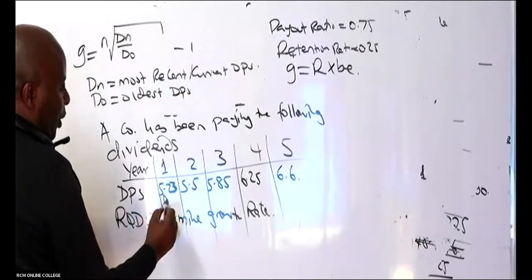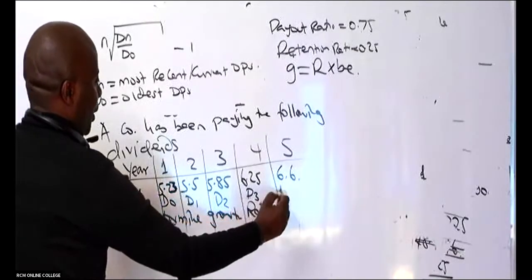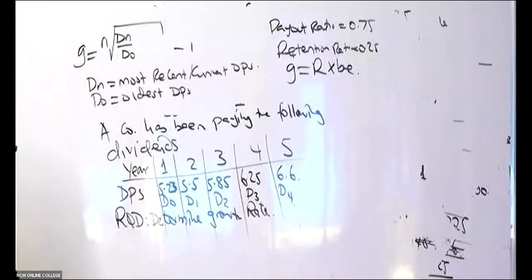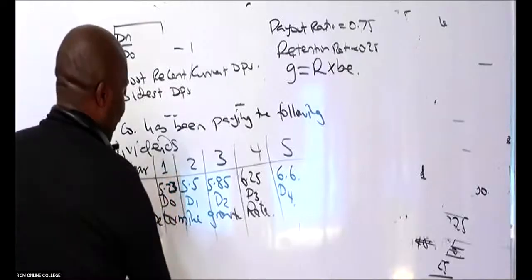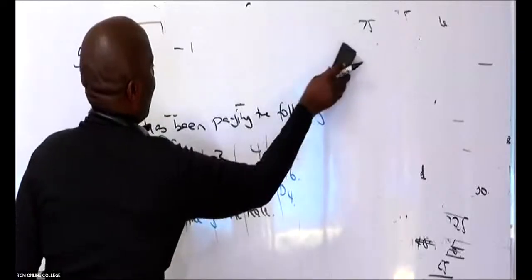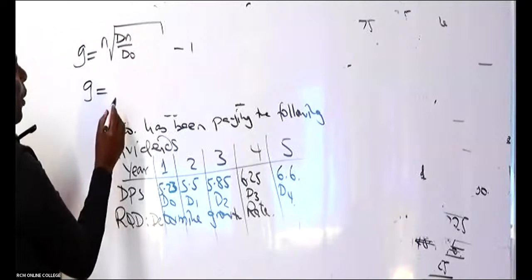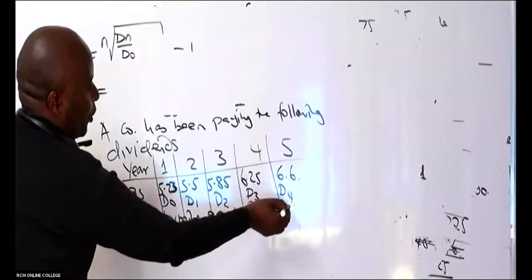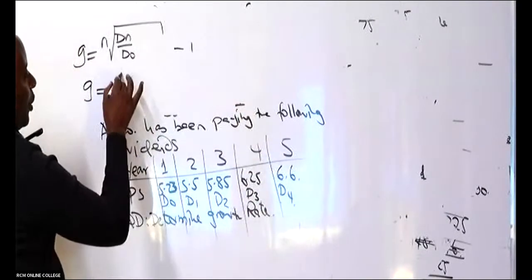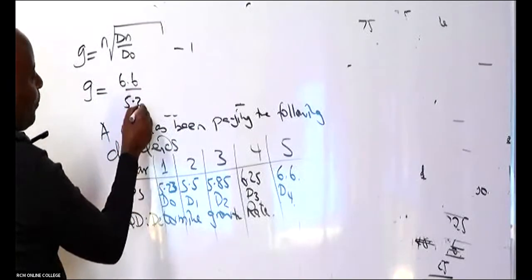So basically this is your D0, D1, D2, D3, D4 like that. Then, ladies and gentlemen, what we shall be doing is this. G here will be equal to Dn, the most recent is this D4, 6.6, over D0, 5.23.